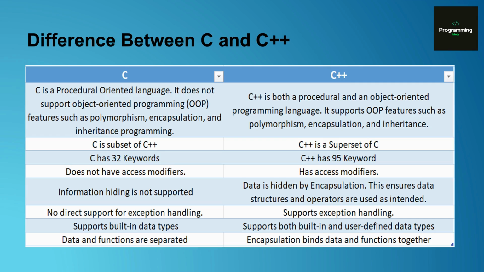Now in C, data and functions are separately declared, whereas in C++ we can bind the data as well as the functions together so that we can use that as an object. So these are some common differences which are present in C and C++.